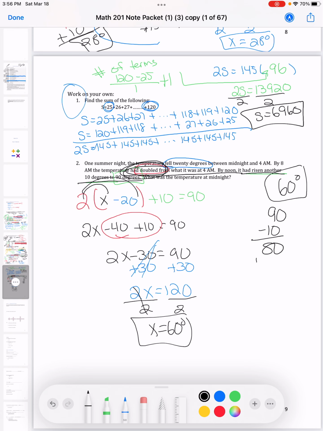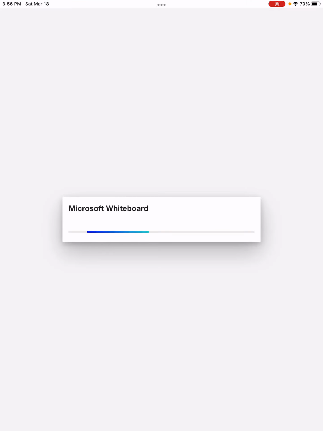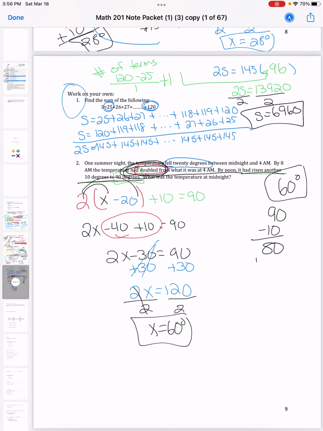Sorry, my pen stopped working. I don't know why, but if I click into something else, that'll usually make my pen start working again. So I'm going to try something else and then back into it.